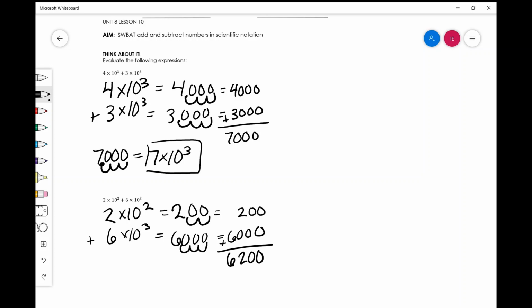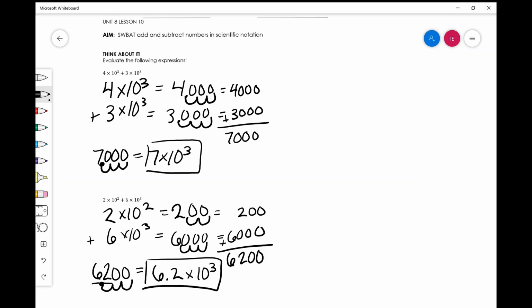Again, our numbers are given in scientific notation, so let's take our 6,200 and move that back into scientific notation. Our multiplier needs to be between 1 and 10. So what should my multiplier be? I know I have a 6 and a 2, so if I put my decimal place in between, I have 6.2, which is between 1 and 10. If I know my decimal place needs to be between my 6 and my 2, I need to move my decimal place over 3 times. So I'd have 6.2 times 10 to the third. And now I have my new answer.